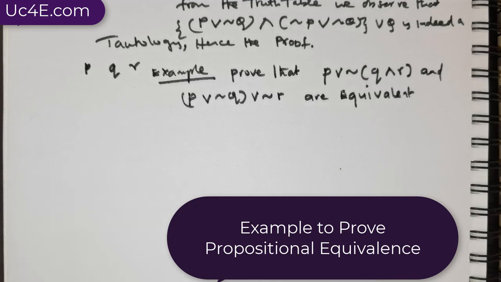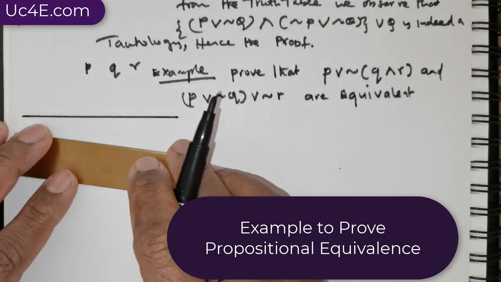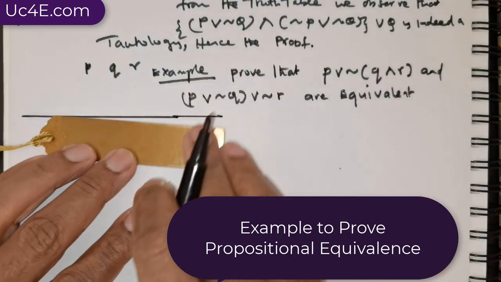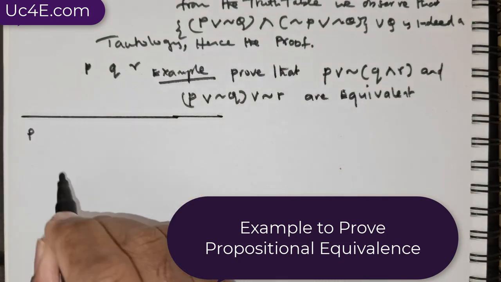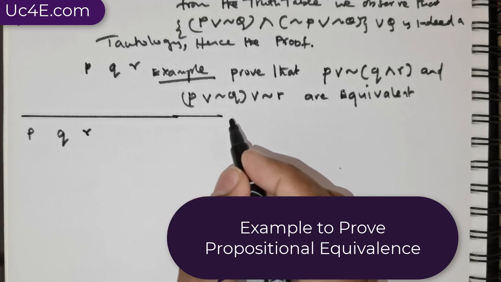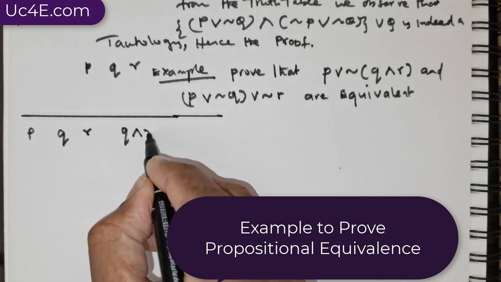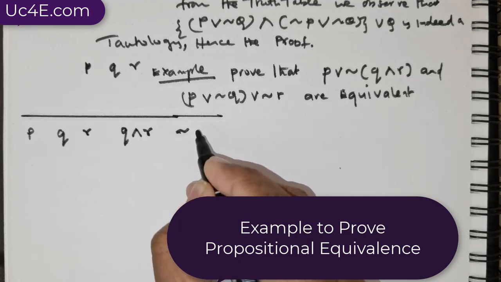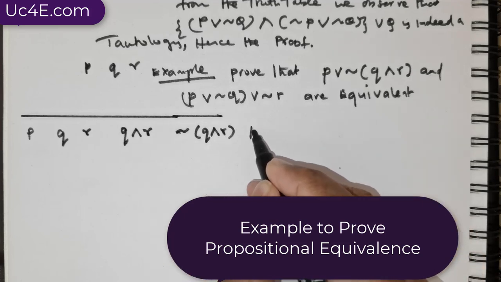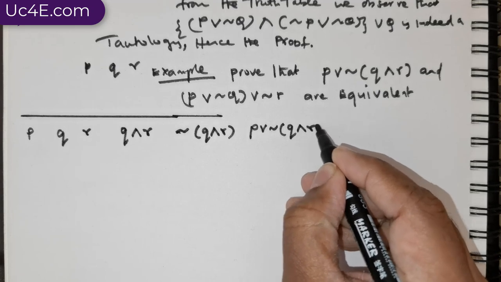We need to prove this. So to start off, we need to assign the truth values for P, Q, R. That is the single most important action in this question. So let me draw the truth table P, Q, R. I'm going to evaluate this first. So you got Q conjunction R, and then you need to perform the negation of Q conjunction R, and then you'll have to perform P disjunction negation of Q conjunction R.